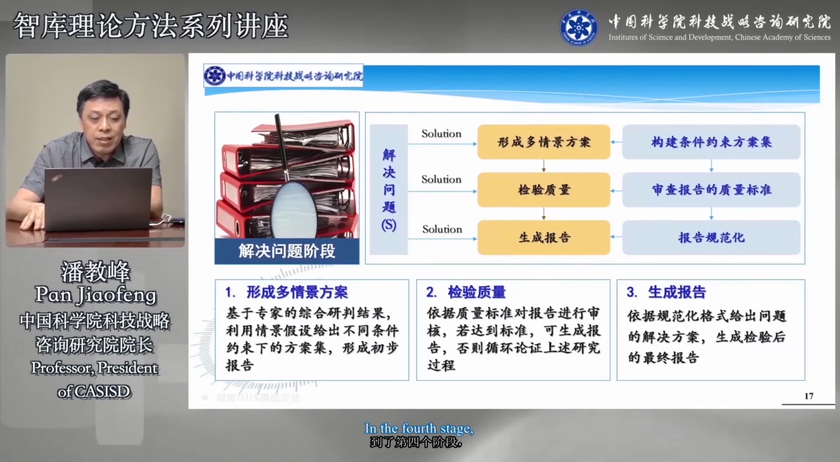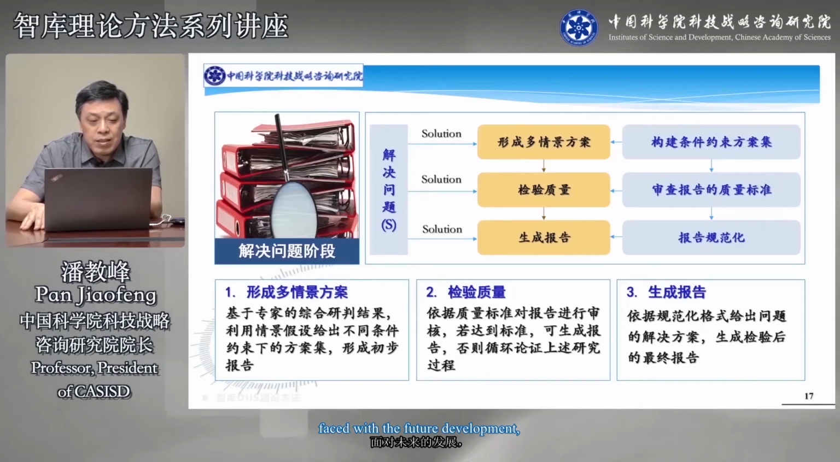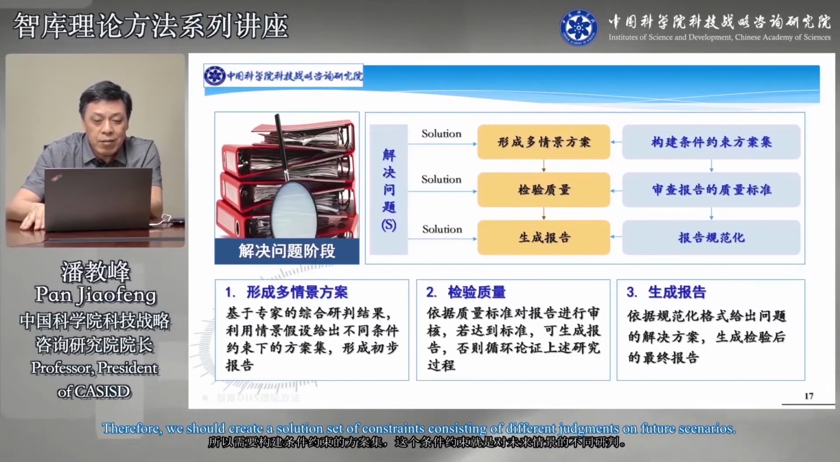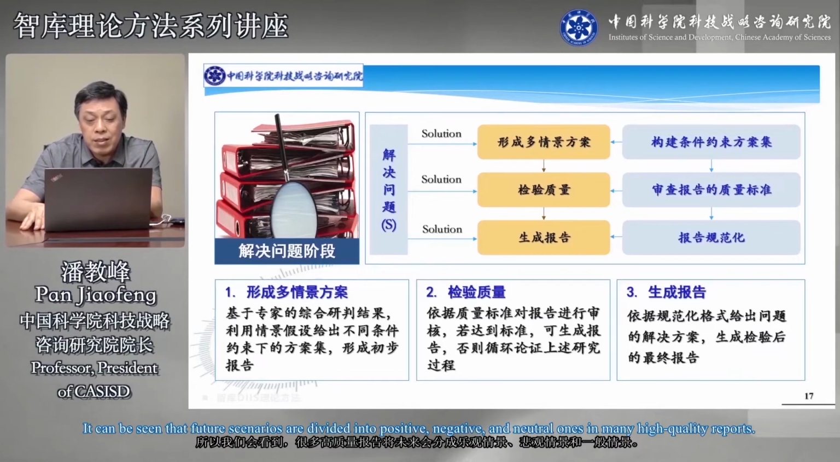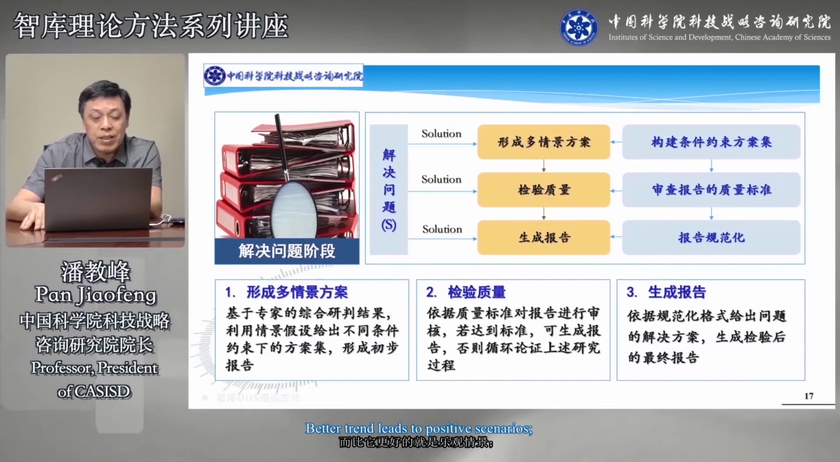In the fourth stage, after the completion of comprehensive judgment, faced with the future development, we may have different scenarios. Therefore, we should create a solution set of constraints consisting of different judgments on future scenarios. It can be seen that future scenarios are divided into positive, negative, and neutral ones in many high-quality reports. Then in the present trend, it's a neutral scenario. Better trend leads to positive scenarios. Worst trend results in negative ones.